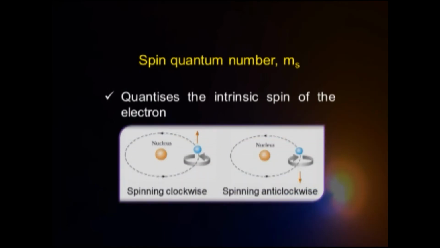And in common terms, we try to visualize this as an electron moving clockwise or anti-clockwise, though the electron doesn't move per se, but that's the way we try to visualize it. So there are 2 possibilities which we can recognize with this quantum number.